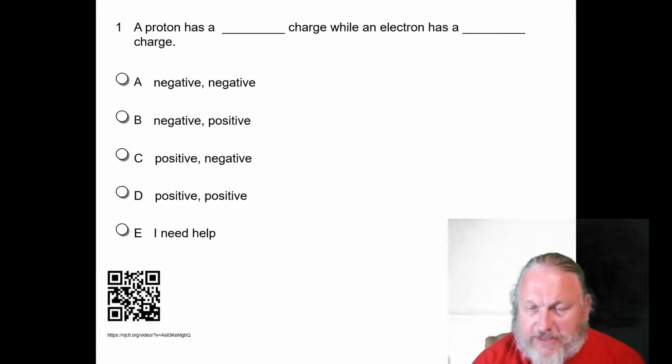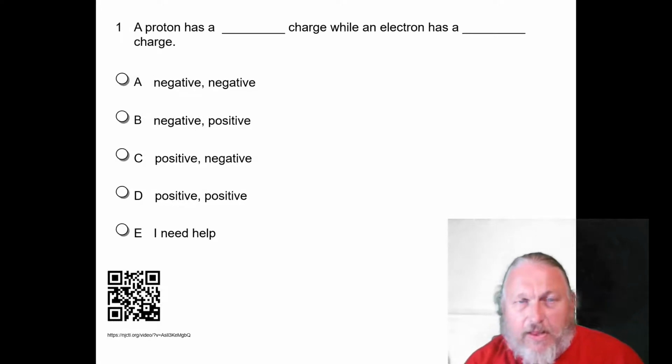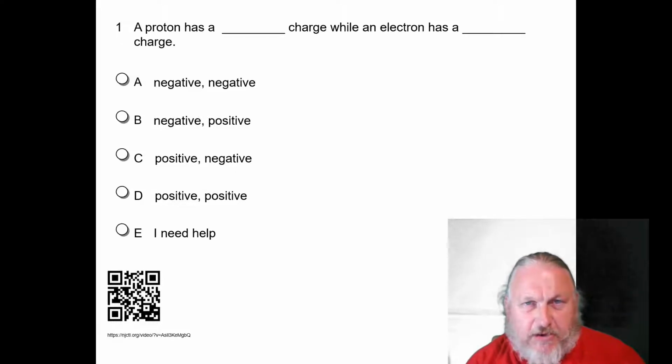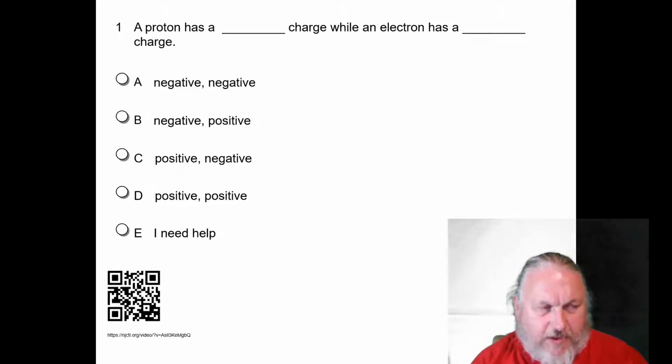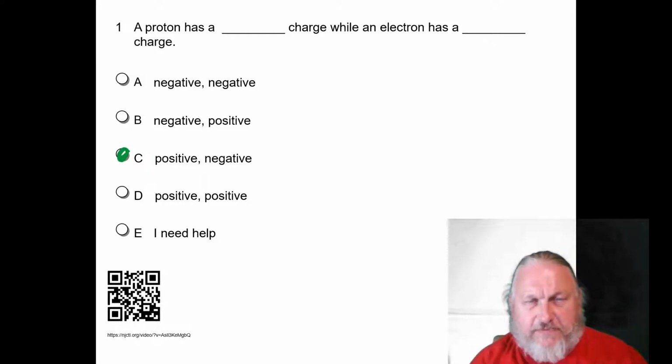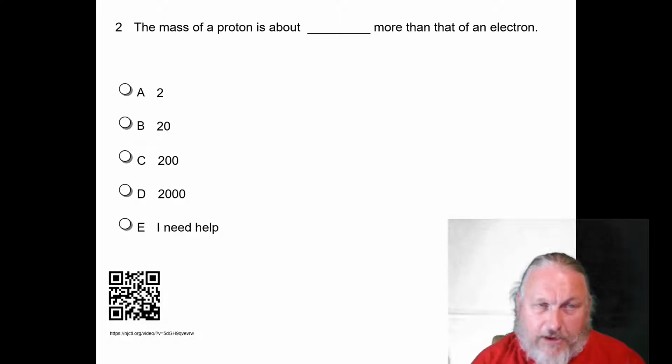We'll take a break, get the answer on this one. A proton has what type of charge, while an electron has what type of charge? Give you a second to answer it. We'll do a little double check, pause. And of course that answer is that the proton has a positive charge while an electron has a negative charge. That would be C. All right, another one.